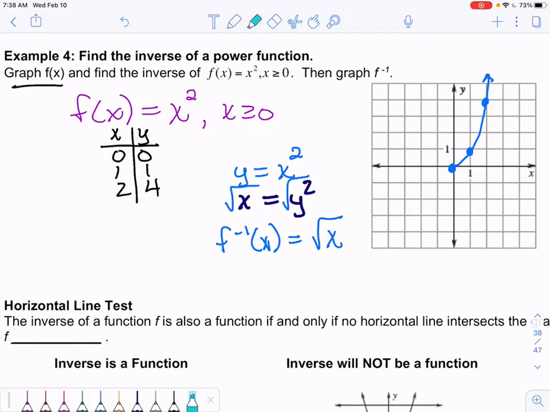So this is our inverse of the function x squared when x is greater than or equal to 0. So those are inverses of each other.